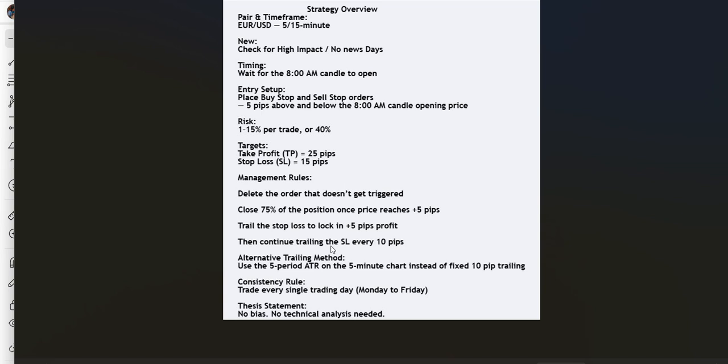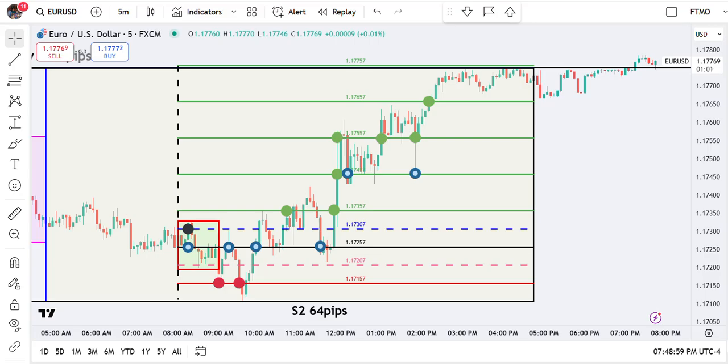First thing you want to do is open forexfactory.com/calendar. You can also get the app yourself. Then you're going to check if there's going to be either high impact news or no news days, bank holidays, right? Which is going to be the red folder or the gray folder. I'm going to show you that now.